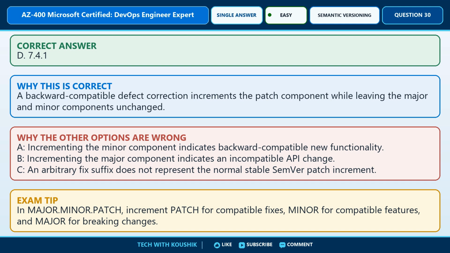Why are the other options not correct? A. Incrementing the minor component indicates backward-compatible new functionality. B. Incrementing the major component indicates an incompatible API change. C. An arbitrary fixed suffix does not represent the normal stable semver patch increment. Exam tip. In major.minor.patch, increment patch for compatible fixes, minor for compatible features, and major for breaking changes.